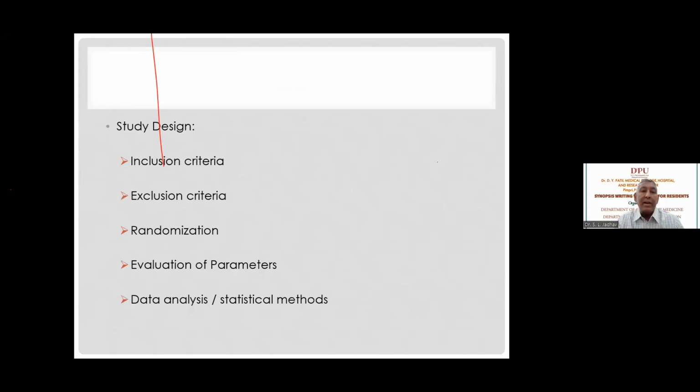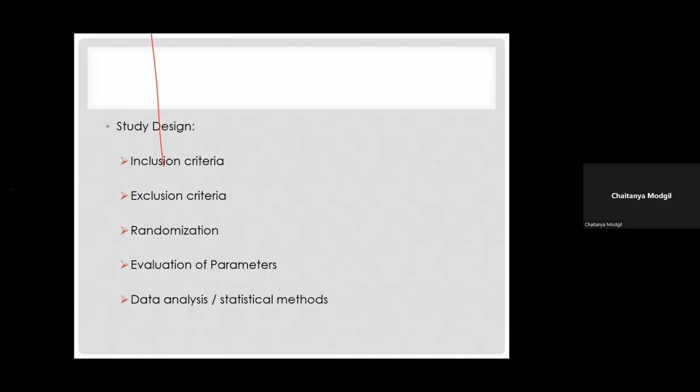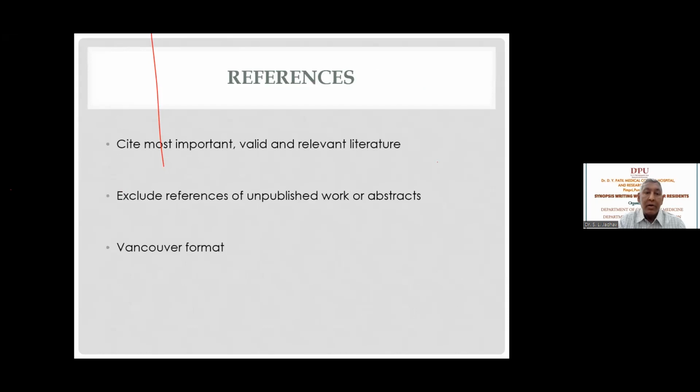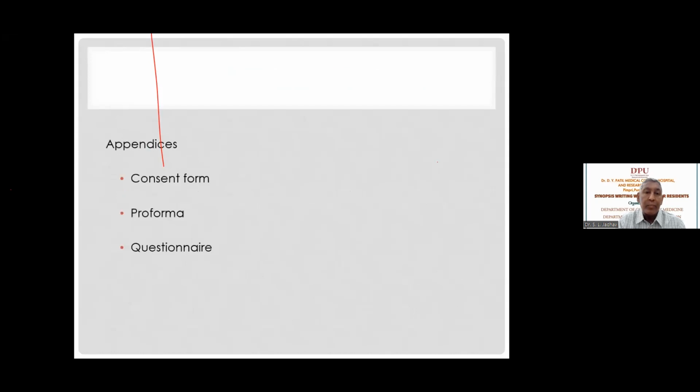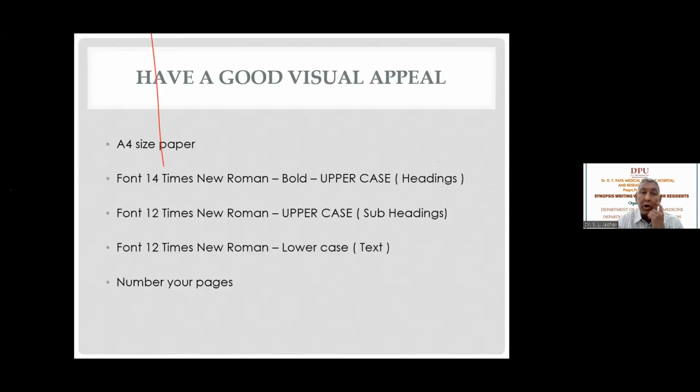So whoever has a clinical study has to have this format ready, and it should be in your annexures. There are various study designs, important points: inclusion, exclusion criteria, randomization, evaluation of parameters, and statistical methods. References again will be told in detail. Most important is the Vancouver style of writing the references. So sir will elaborate further on Vancouver style. Appendices can have your consent forms, proformas, questionnaires, etc. All that can be kept in your appendices.